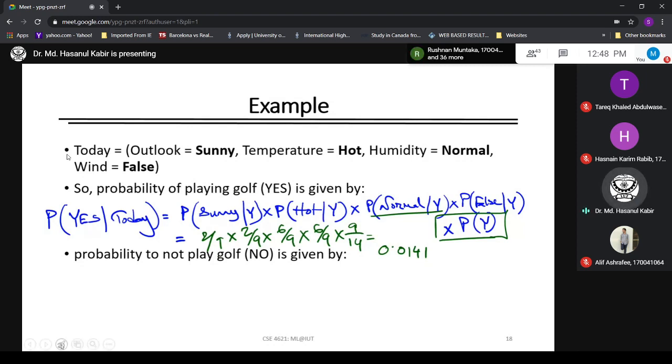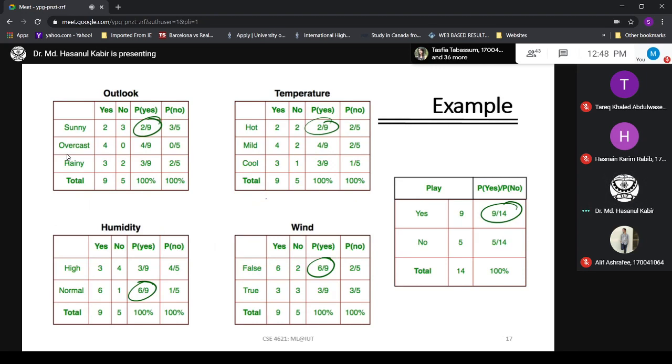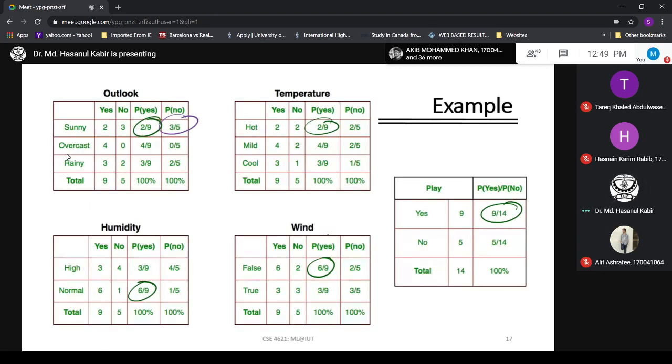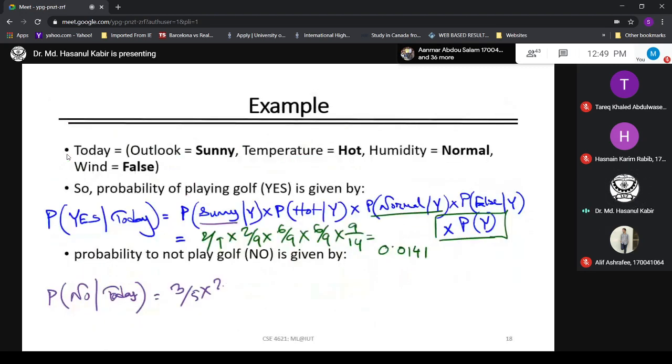On the other hand, if I want to calculate the probability that I won't play given today's weather condition, you have to do the same thing. It should be the probability of sunny given no, right? And what is the probability value? Given the class no, the weather was sunny: 3 by 5. 3 by 5, right? So it's going to be 3 by 5 times hot, given that you didn't play. What is that one? 2 by 5, right? It's going to be 2 by 5.